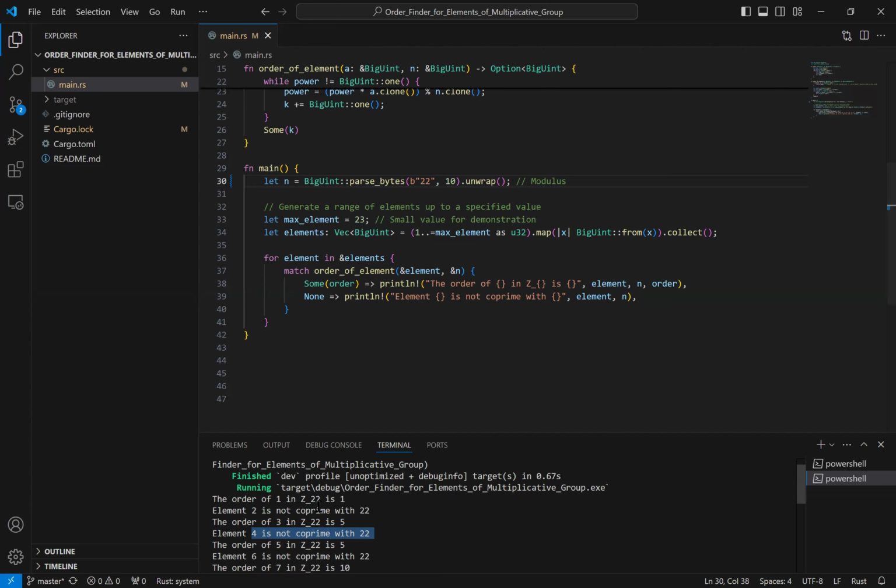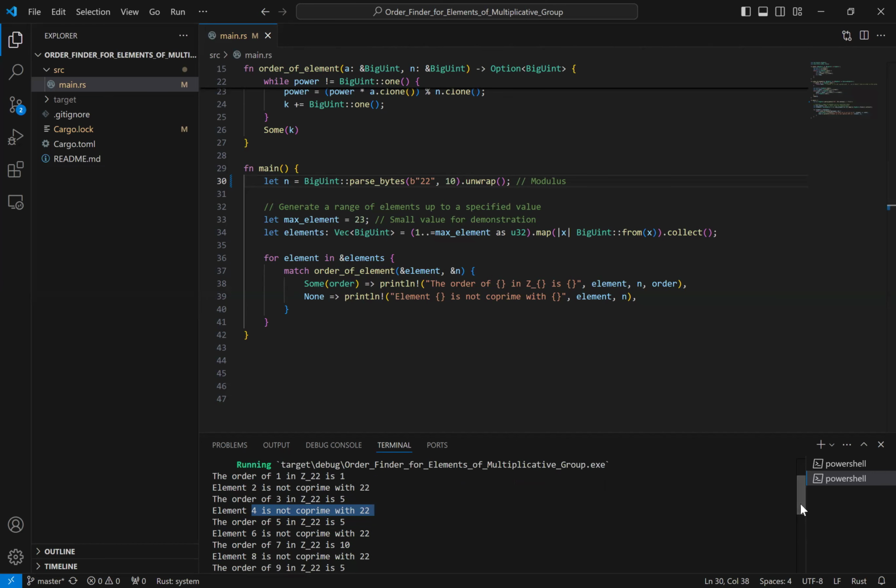What is doing this is the GCD function. The GCD function is giving us the GCD. And once the GCD is 1, we can tell that that element has an order. We can find its order. When the GCD is not 1, then that element is not co-prime, and therefore it has no order, and so on. So that is what this one is doing.